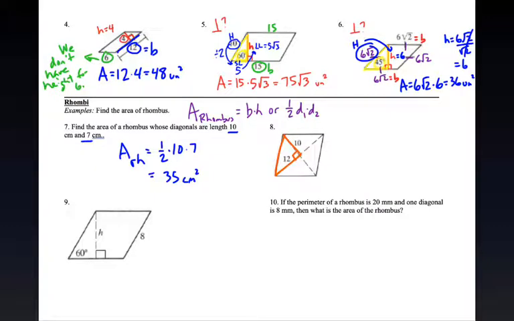Number 8, it gives you half of the diagonals. So the first diagonal, if this is 10, well, that first diagonal is 20, and then the other one's going to be 24. So it's 1/2 times 20 times 24.